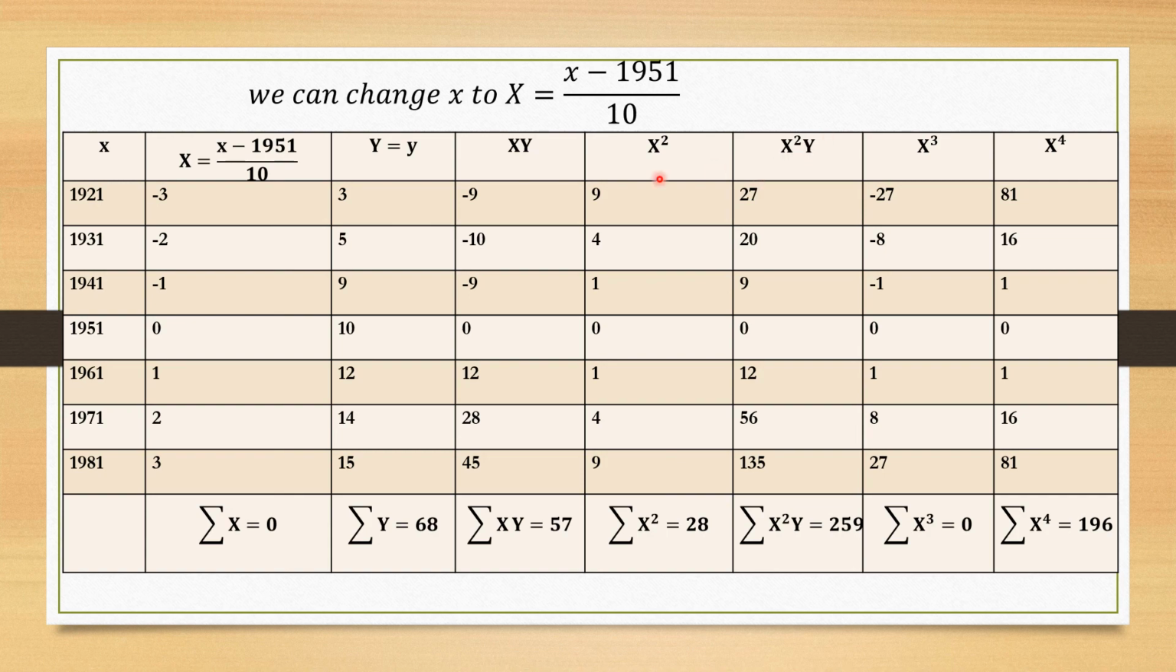Then multiplying x square into y. So 9 into 3, 27, 4 into 5, 20, 1 into 9, 9, 0 into 10, 0, 1 into 12, 12, 4 into 14, 56, 9 into 15, 135.